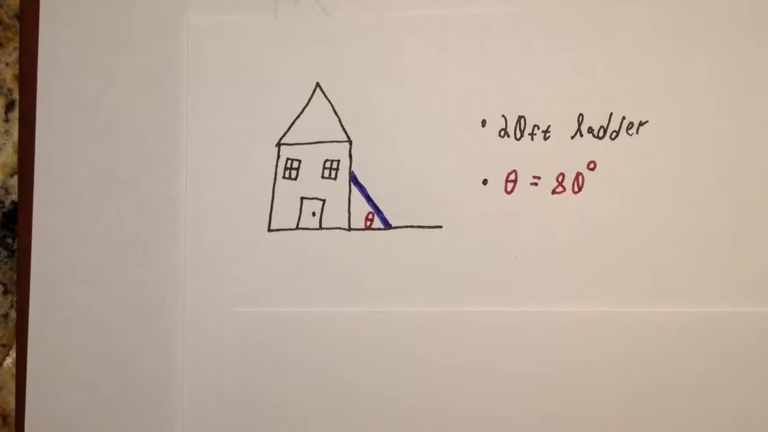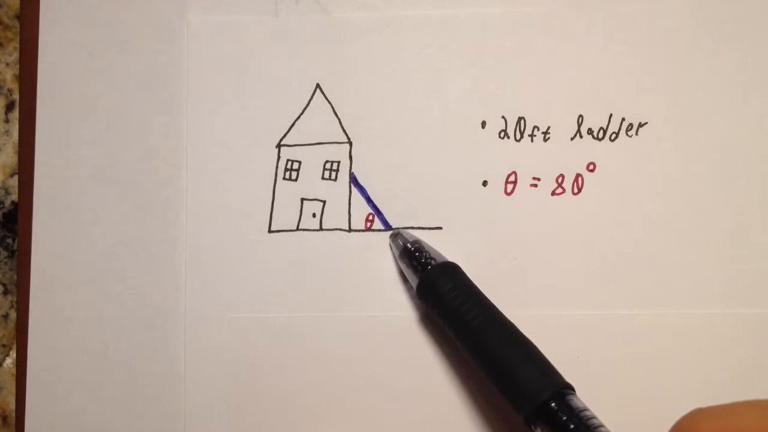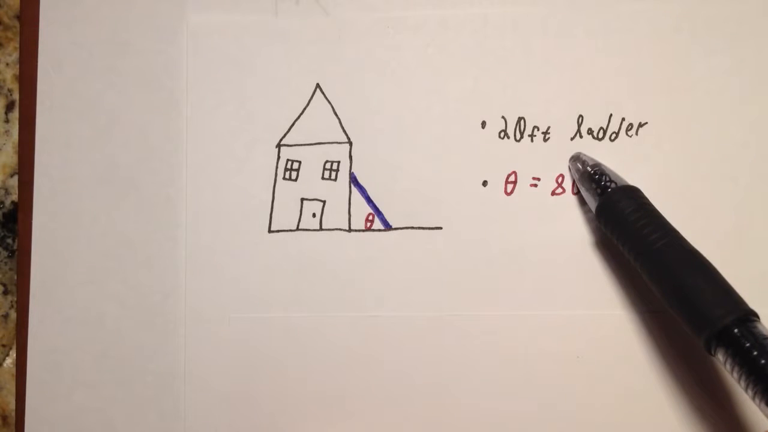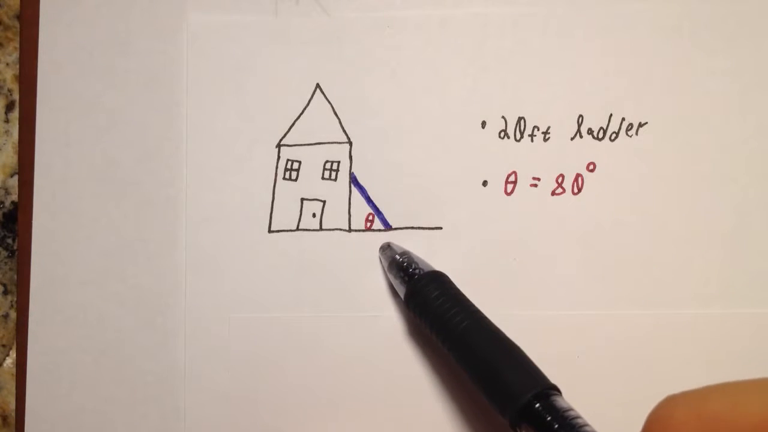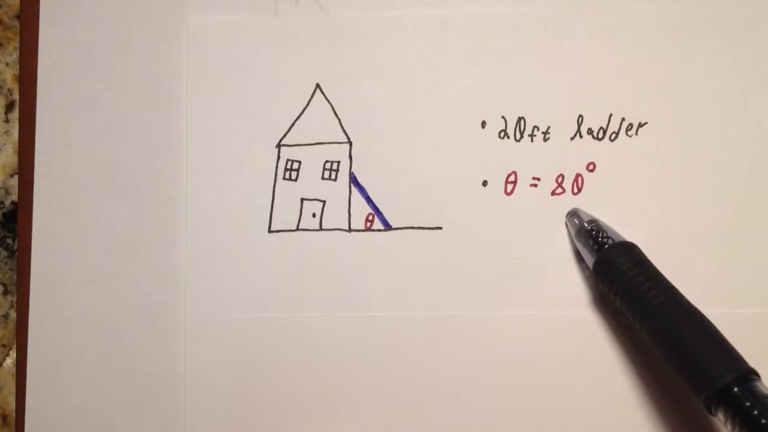So a leaning ladder is a very classic trig problem that isn't really as hard as most people make it. You just visualize what's going on. So in this case, I have here this blue ladder leaning up against this big house. And this ladder is 20 feet long, and it makes an angle of elevation, or just simply an angle with the ground, of 80 degrees.